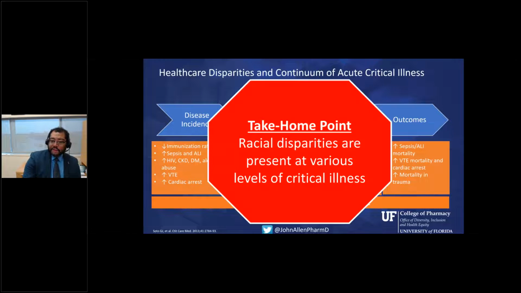And so that leads me to my first take-home point. The poll that we asked was a little bit of a trick question, and my students would have pitchforks at my door if I were to put that on a real exam. But really and truly, racial disparities are present at various levels of critical care. So it's not just one area, one magic thing that we can focus on. It really is across the continuum of care. And so that's really important to note.